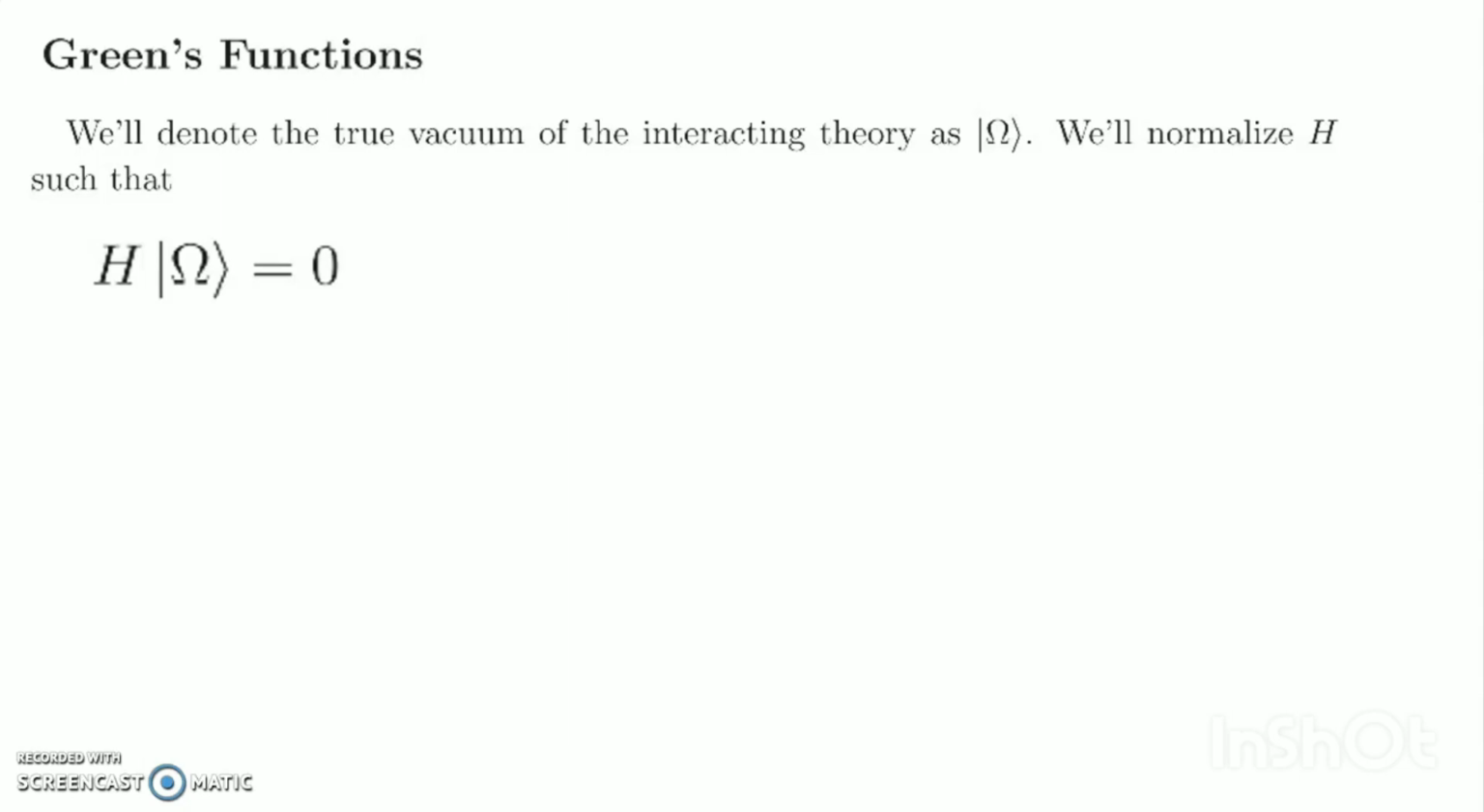All of these questions are answered in the framework of quantum field theory by computing elementary objects known as correlation functions. In this section, we will briefly define correlation functions, explain how to compute them using Feynman diagrams, then relate them back to scattering amplitudes. We will leave the relationship to other physical phenomena to other courses. We will denote the true vacuum of the interacting theory as |Ω>. We will normalize H such that H|Ω> is equal to 0.